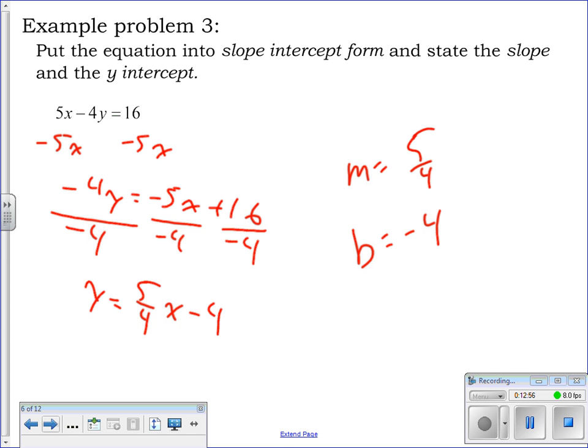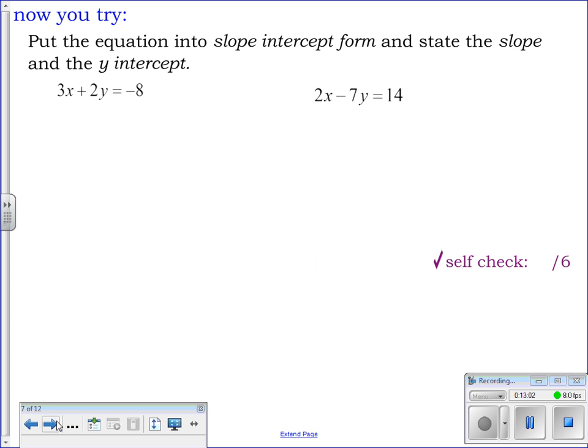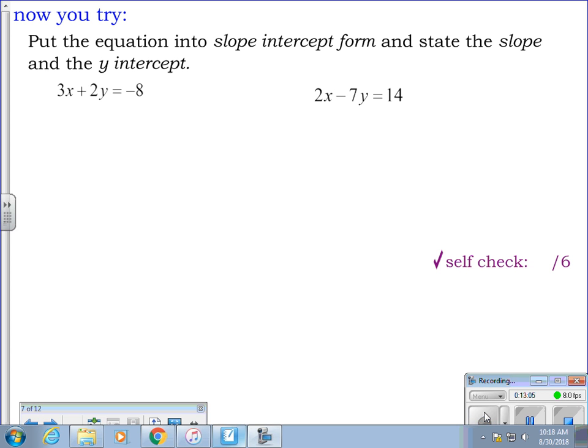Okay? Your turn. Okay, so let's do these. First one, subtract 3x from both sides.